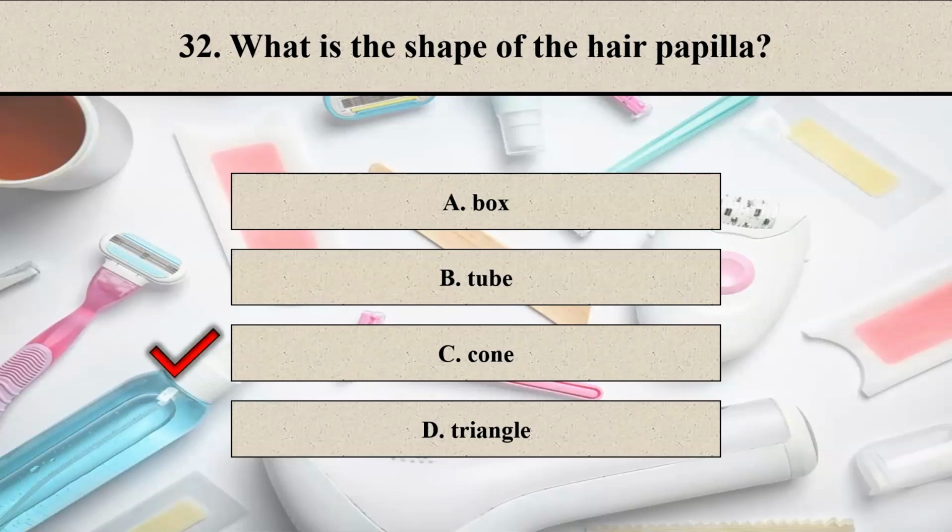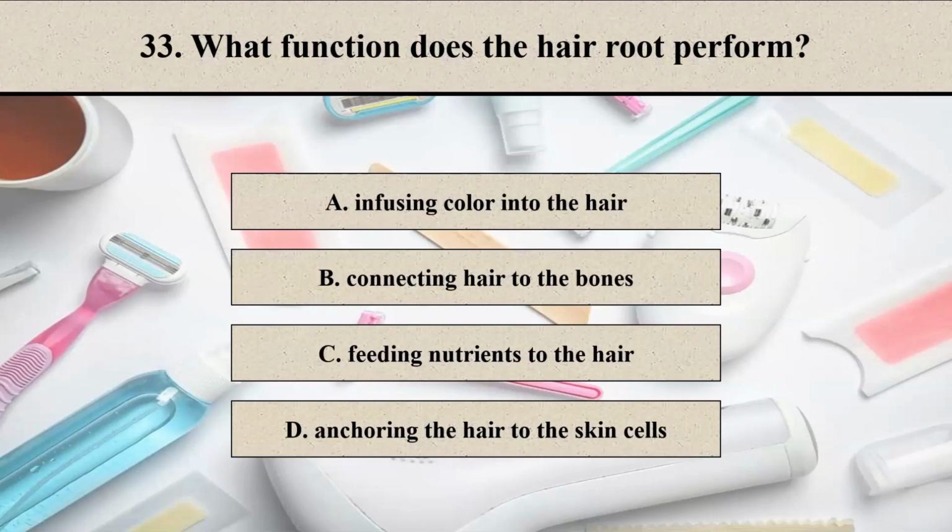If you chose C, cone, you are correct. What function does the hair root perform? Is it infusing color into the hair, connecting hair to the bones, feeding nutrients to the hair, anchoring the hair to the skin cells?